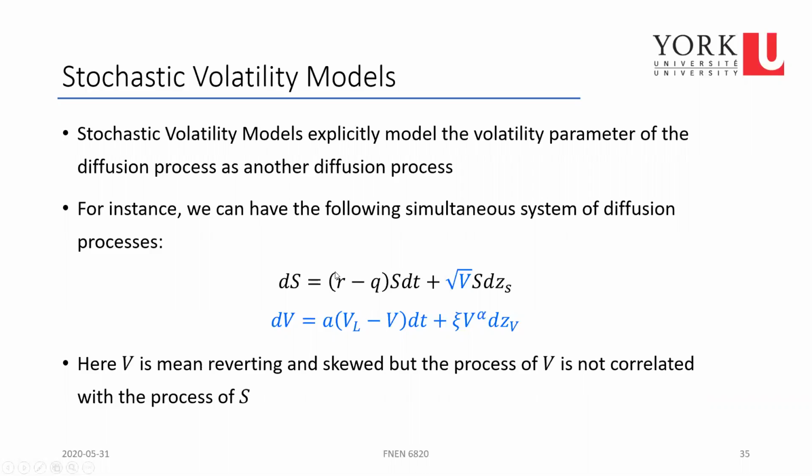And so this is a risk neutral process. Here you can use V S, but we use a square root of V S here. And then you can get an explicit stochastic process for the volatility itself. So here the volatility is modeled as a mean reverting process. And it's actually a CEV process because it has an alpha term here.